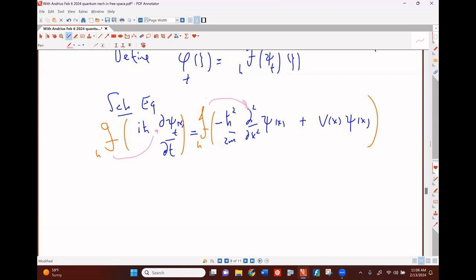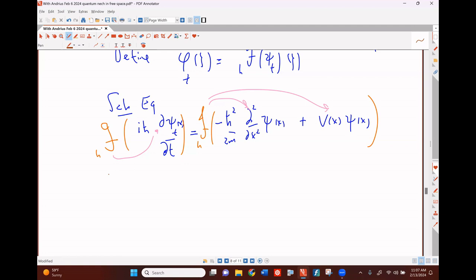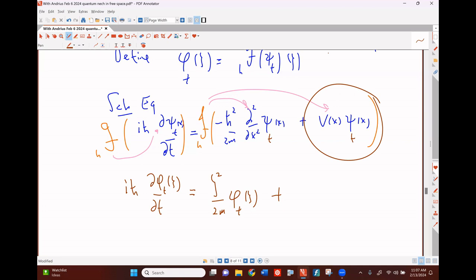Now, what happens to the scaled Fourier transform of that first term? Well, that turns into multiplication. You get i h bar on the left, again because the Fourier transform commutes with the time derivative. And on the right-hand side, because you've scaled everything just right, you get zeta squared over 2m times the scaled Fourier transform of phi, and there should be a t here, plus, and what do Fourier transforms do to convolutions?